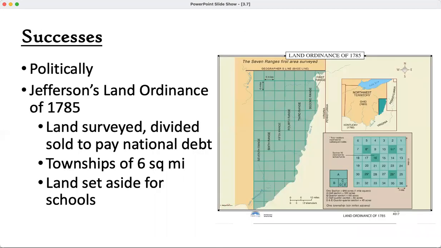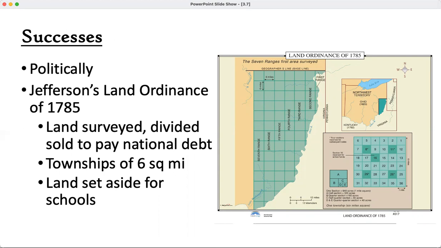All right. So what were some of the successes of the Articles of Confederation? Because we're going to spend a lot of time talking about its failures and why we're going to need a new constitution. But it did have some successes. And these are a couple things that you do see pop up occasionally.